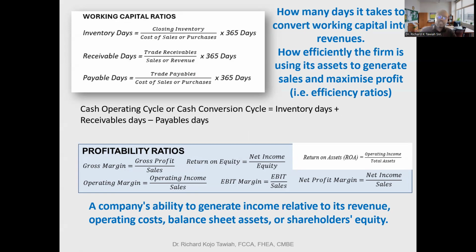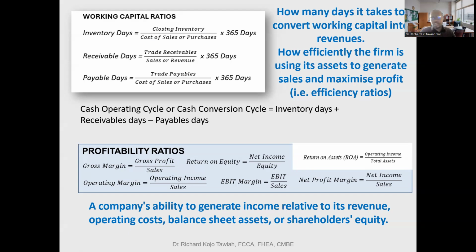Ratios, profitability should normally be in percentages. So the formulas you see there, multiply by 100% and express it in percentages. The higher, the better. It is the company's ability to generate income relative to its revenue, operating cost, balance sheet assets, equity. So when you take a gross profit margin, these are formulas that I'll just take 2.